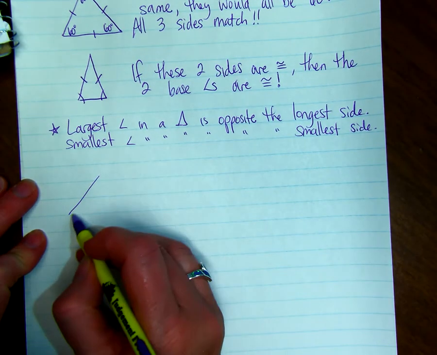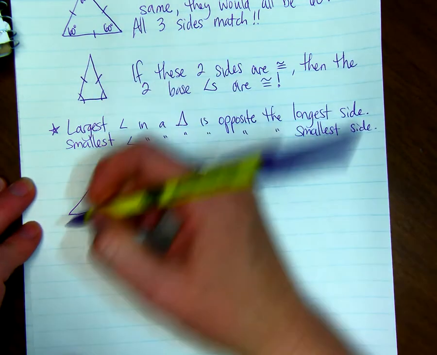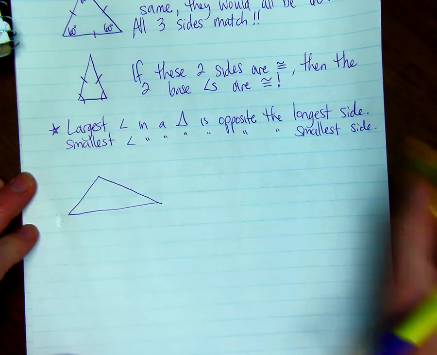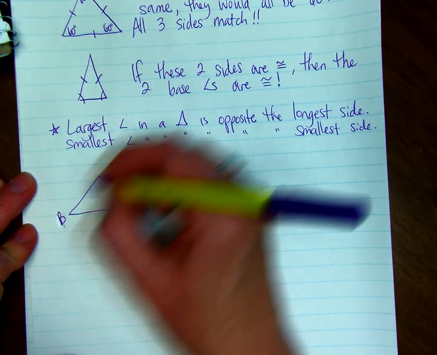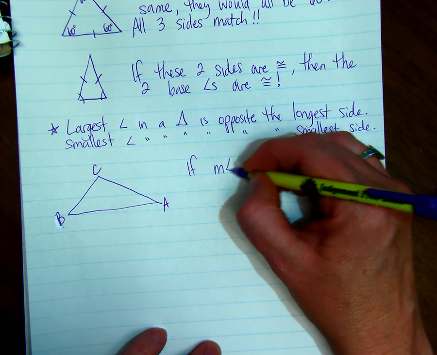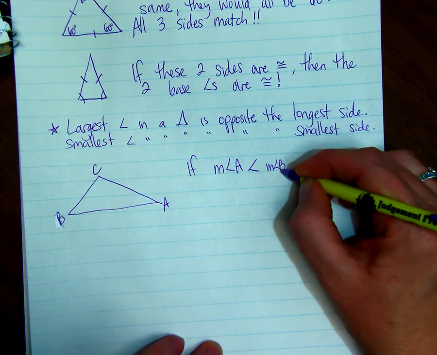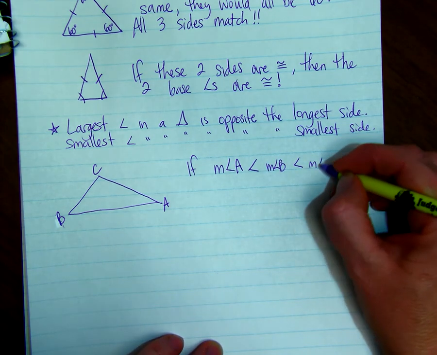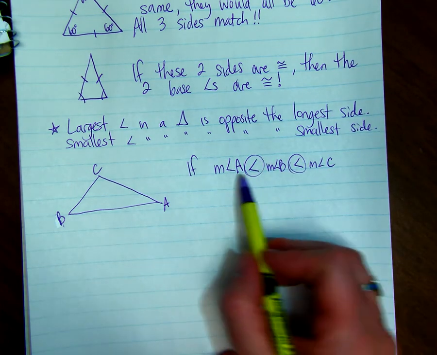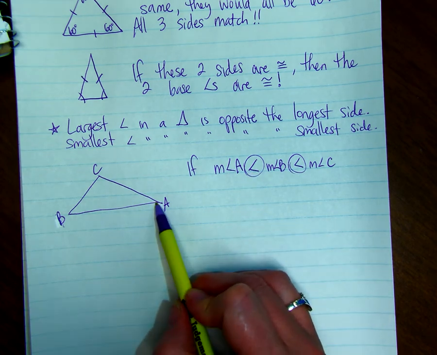So if you will draw triangle A, B, C. Oops, wrong side. That angle's B. If measure angle A is less than measure angle B, and that's also less than measure angle C, then, so here's measure angle A. This is the smallest one.